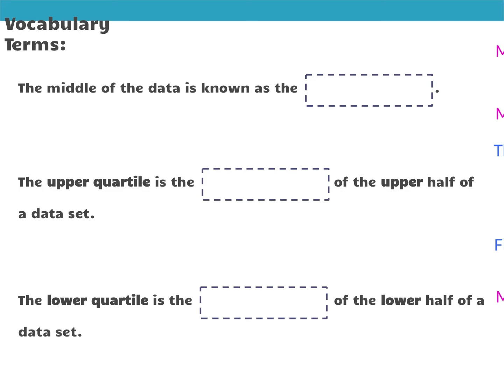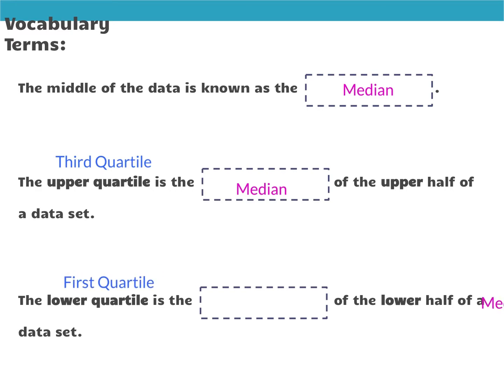Taking a look at our vocabulary terms, the middle of the data set is going to be known as the median. We have the data broken into 4 parts or quartiles. The upper quartile, also known as the third quartile, is going to be the median of the upper half of the data, and the lower quartile, also known as the first quartile, is going to be the median of the lower half of the data set.